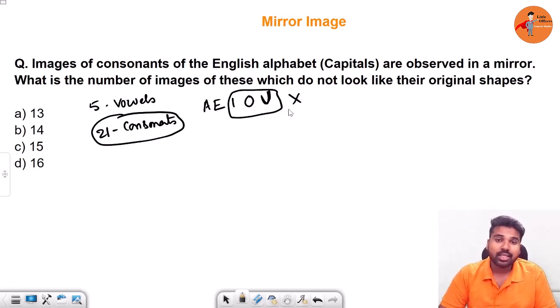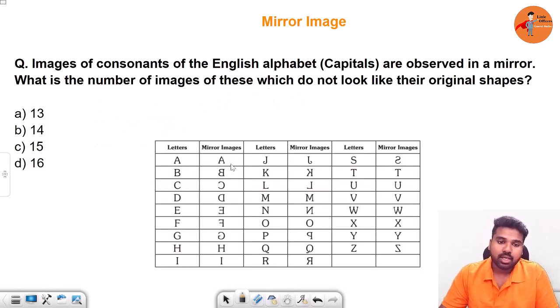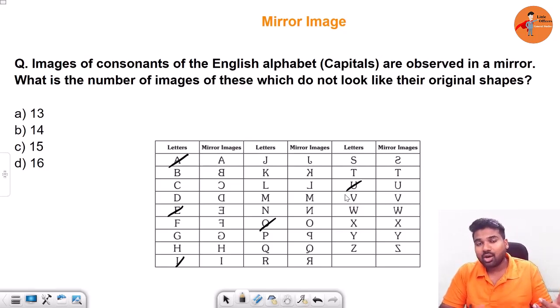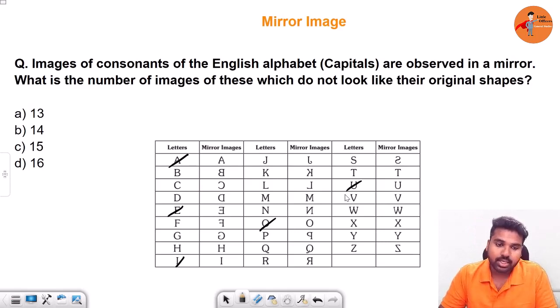But these are not the subject of interest now. We need to look at the consonants. That is, these 21 we need to look at. So here remove I, O, U. Remaining 21. Out of these 21, check how many of them are having the same mirror image. If you remove those, you will get the ones which do not look the same. So let's look at them. What are they? H is 1.